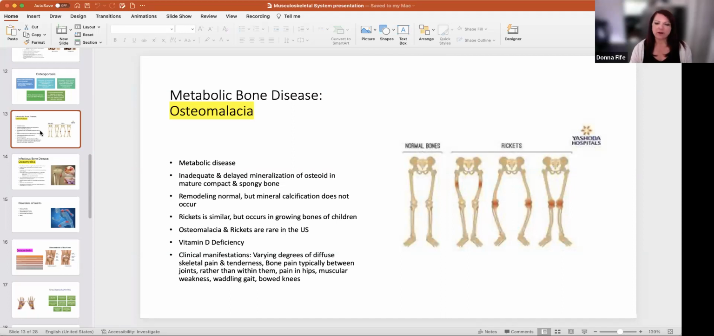Osteomalacia and rickets are rare in the US, primarily because of dietary intake of vitamin D. A vitamin D deficiency can lead to either osteomalacia or rickets in children. Clinical manifestations, varying degrees of diffuse skeletal pain and tenderness. There can be bone pain, typically between the joints rather than within them. Patient may have pain in the hips, muscular weakness, a waddling gait, or bowed knees. And here it's showing the differences between rickets and normal bones.